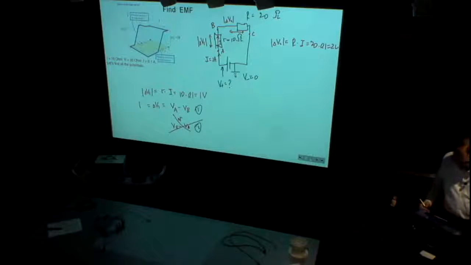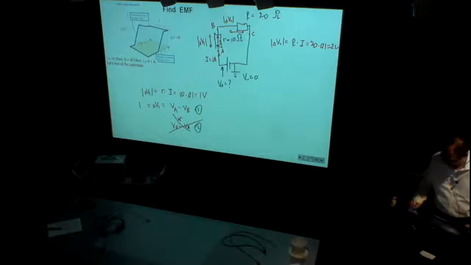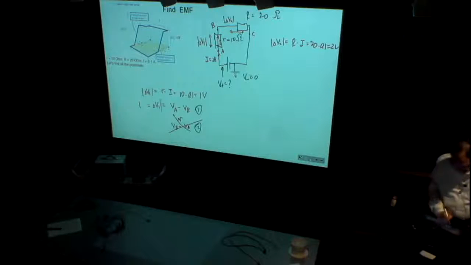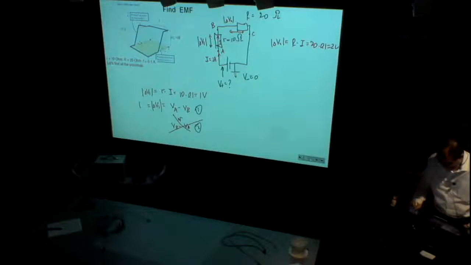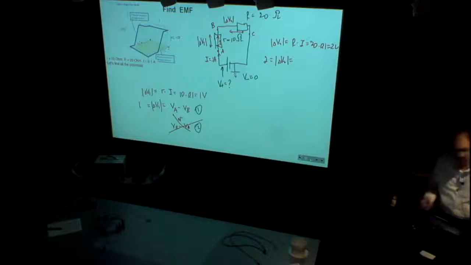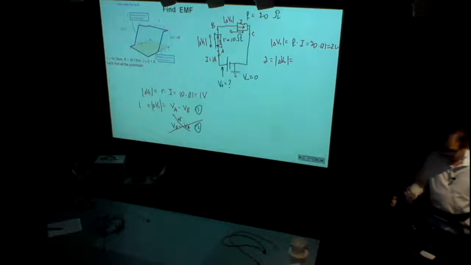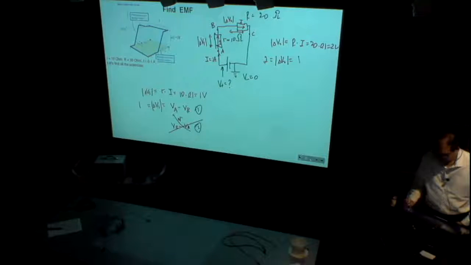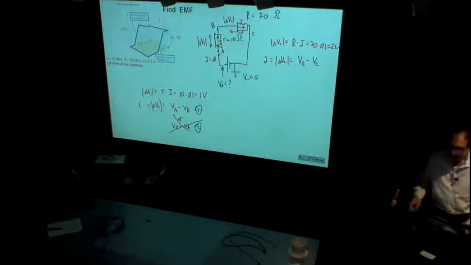And about 2 volts, which is delta V2, should be equal to, according to the same reasoning, electric current through the second resistor travels like this. And that tells us that potential B should be higher than potential C.